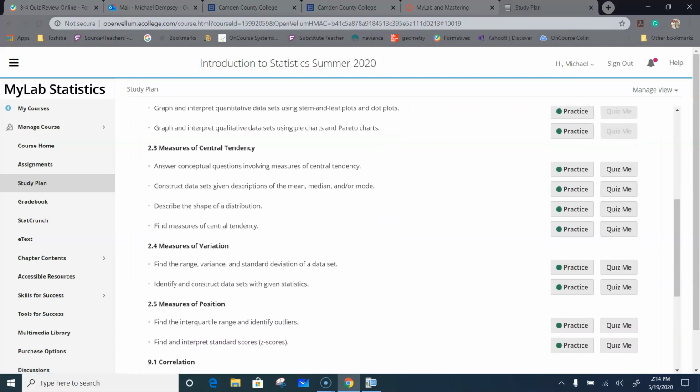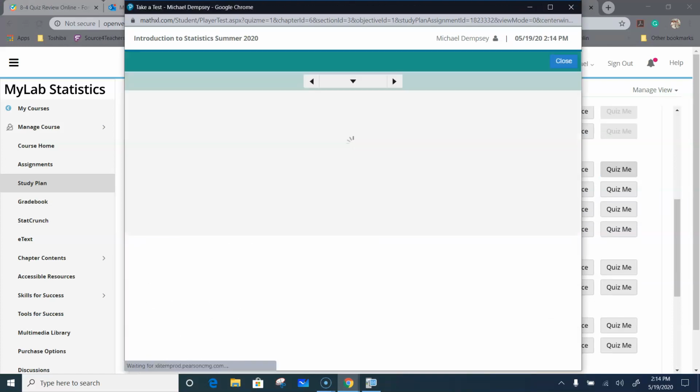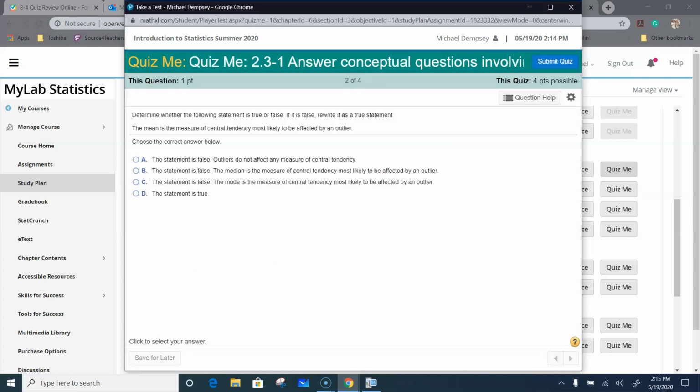Okay, and now we can move into measures of central tendency like mean and median. Okay. So determine whether the statement is true or false. Some quantitative sets do not have medians. That's going to be false. Any set of quantitative data, we can calculate a median, right? We can find a middle number. That's no problem for any quantitative set.